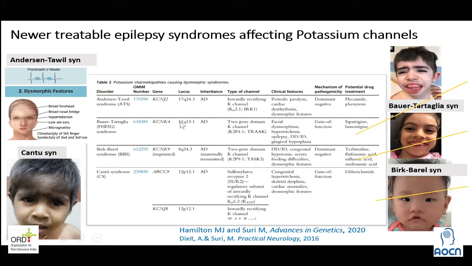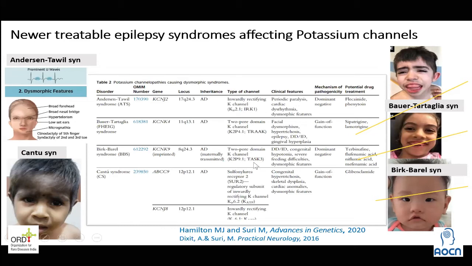And these are just some of the syndromes I thought I'd show you pictures of. So this is Anderson-Tawil syndrome, where there are very characteristic U waves on the ECG. And what you can see is a number of facial dysmorphisms of this tiny face with micrognathia and fifth finger clinodactyly. What we see a little bit more frequently is the Cantu syndrome, which has got huge hirsutism, both on the face and on the body, and they have accompanying cardiac disease.